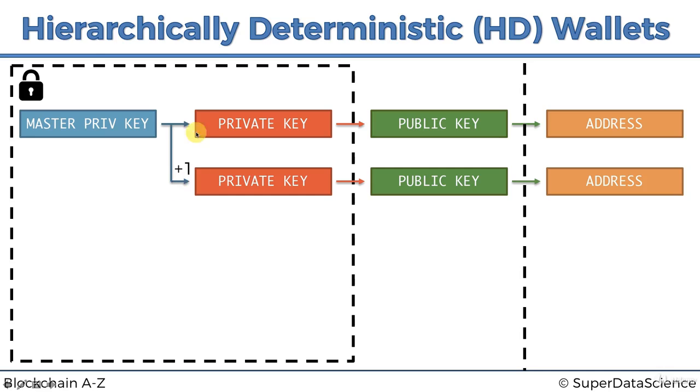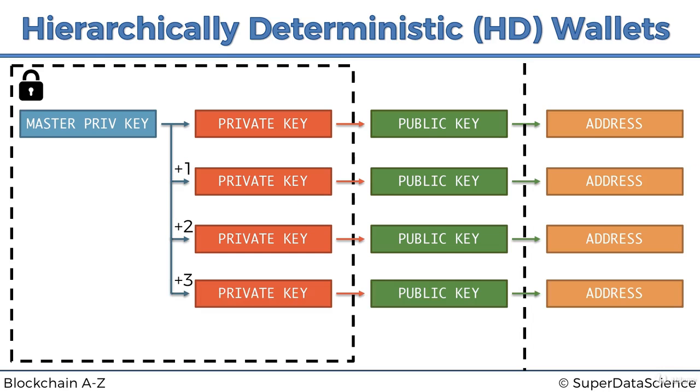So here it's using the hash function. So basically once you add +1, bam, it's a completely different number eventually, and you get a new set like that. And so you can add +2, add +3, and so on. So you can generate as many private key, public key addresses as you want, as long as you just have access to this master private key.